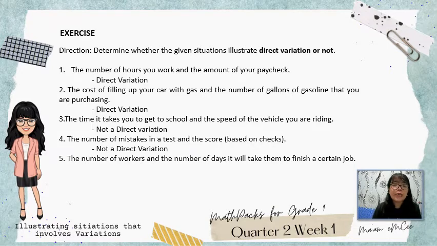So that means to say the number of workers is not directly proportional to the number of days it will take them to finish a certain job. So this is not an illustration of direct variation.